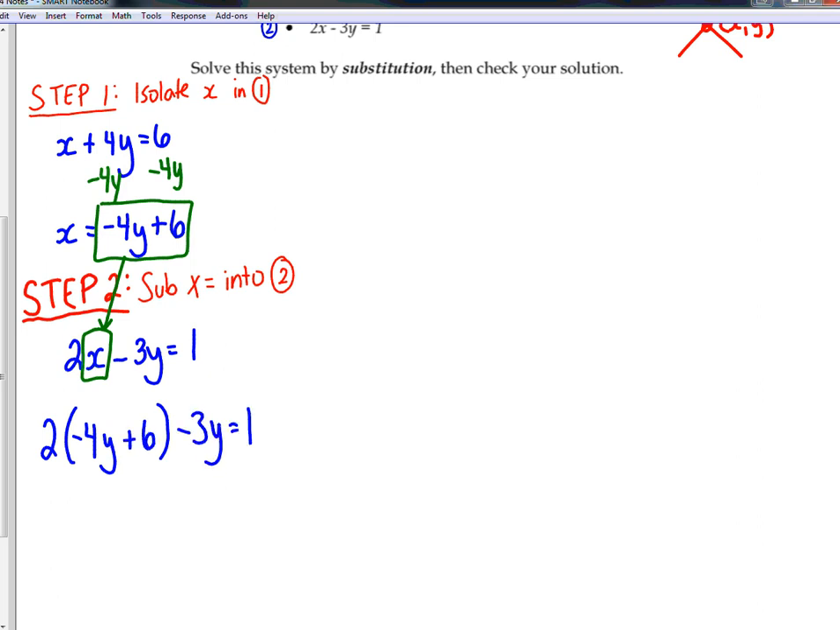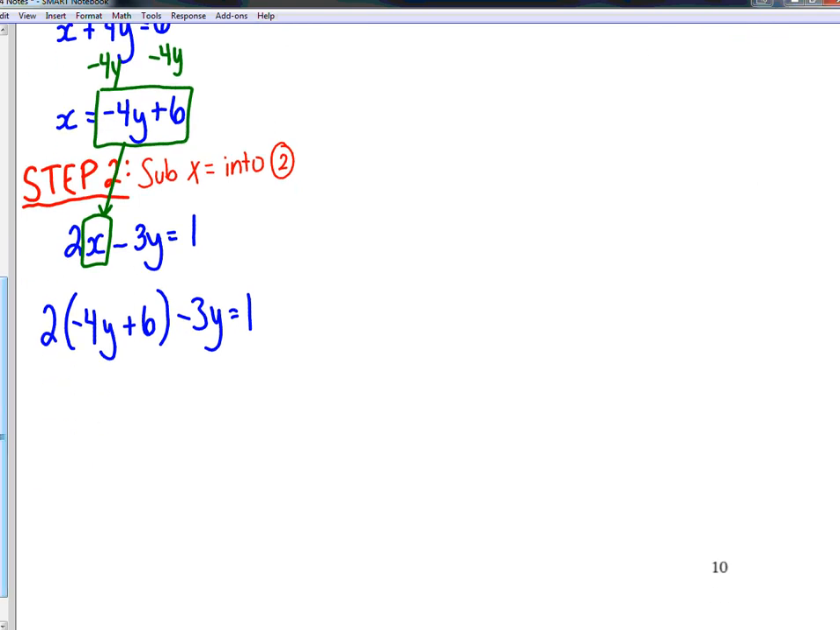Did everyone see what I just did there? Let me scroll up. So what does that do? Now we have an equation with only one variable. If we have an equation with only one variable, we can do some simple algebra and solve for that variable. So let's do some algebra, distributive law, collect like terms, and get y by itself.